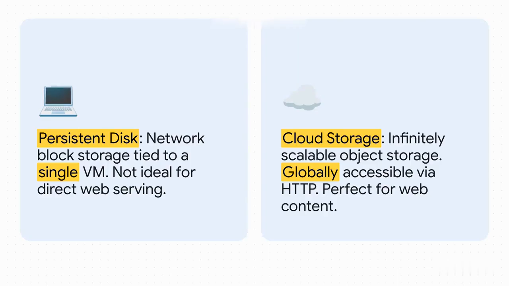So the real difference here is how you get to the data. A persistent disk? Think of it like a super-fast USB hard drive that you plug into a single server. It's great for that one machine, but it's not meant to serve files directly to the internet. Cloud Storage, on the other hand, is basically a piece of the internet itself. It's built to be a global file cabinet, accessible from anywhere with a web link. And the best part, it scales up to any size without you having to do a thing.